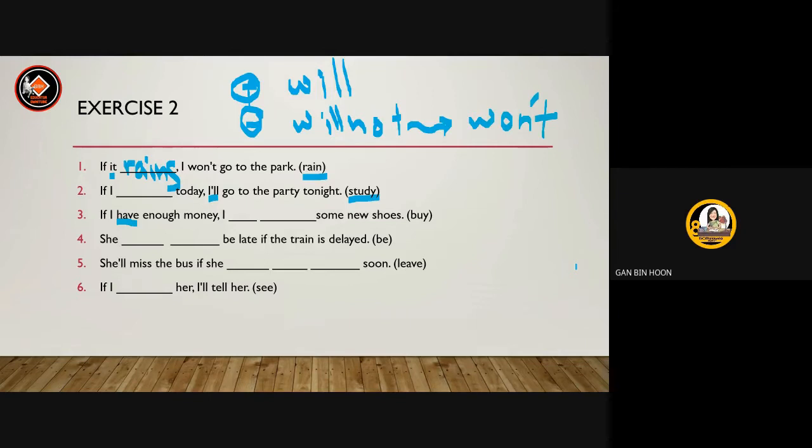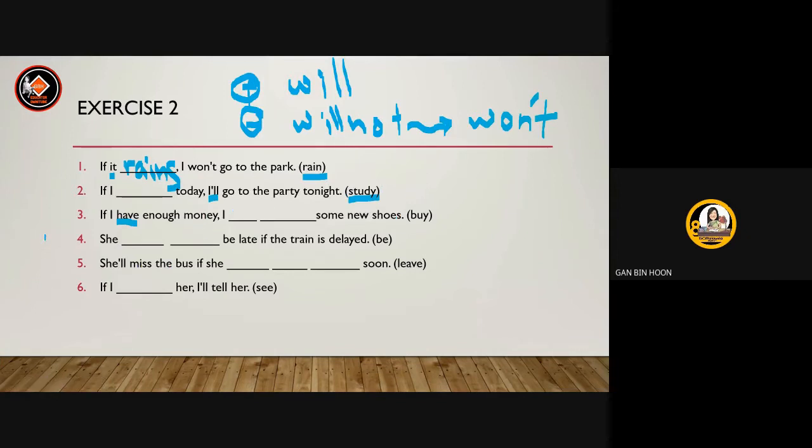Class, just switch on your mic and answer, no problem. If you get it wrong also it's okay, because this is just among your classmates and you, okay? So if I have enough money, I some new shoes. What's the answer? Anybody? I will buy. Good. Okay, at least one person answered. So I know you can understand. So the answer will be I will buy some new shoes.